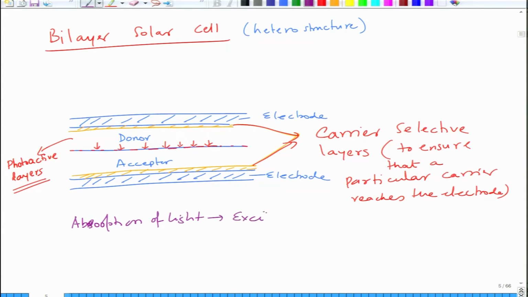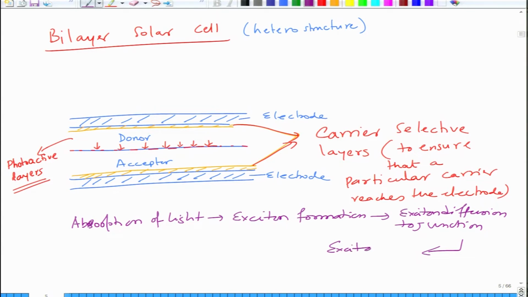then you have exciton formation, then we have exciton diffusion to the junction, and then we have exciton dissociation, which happens because of differences in the energy levels of donor and acceptor.